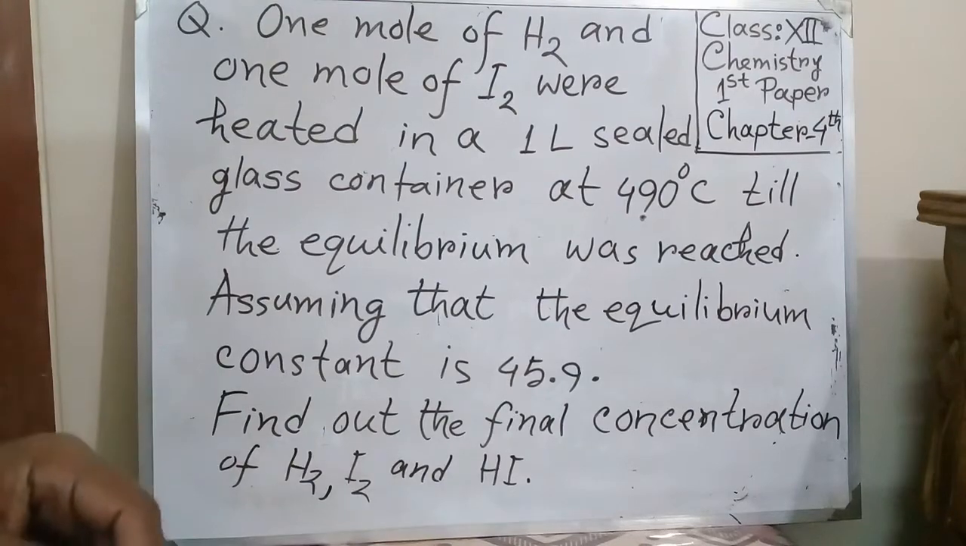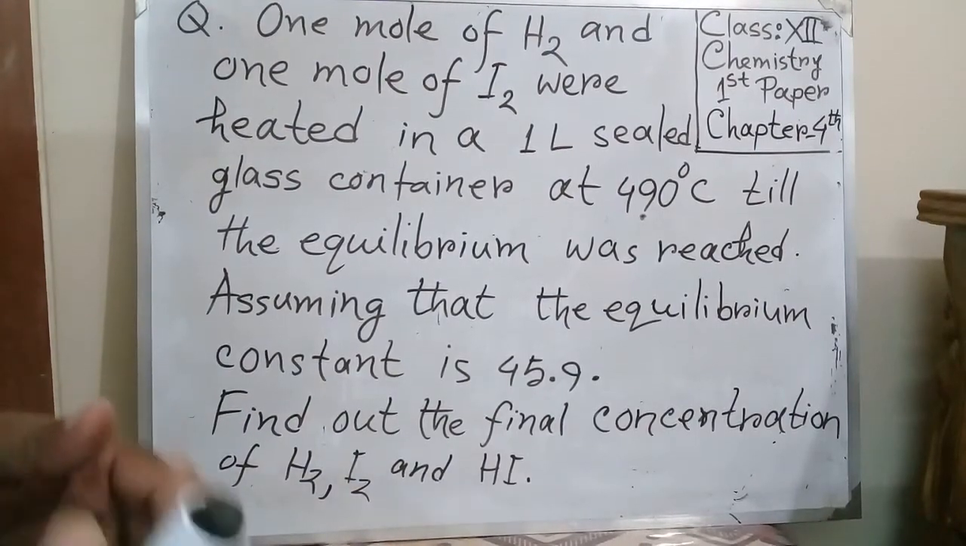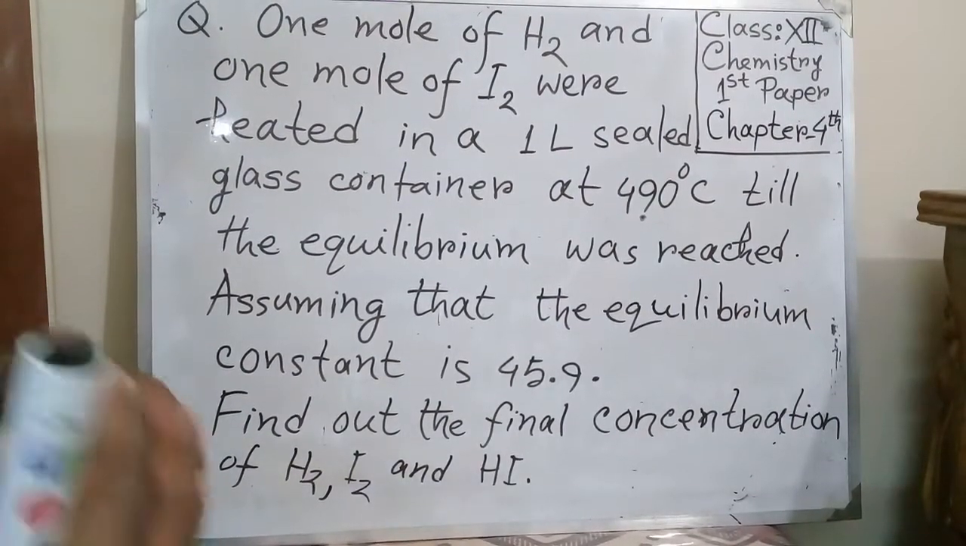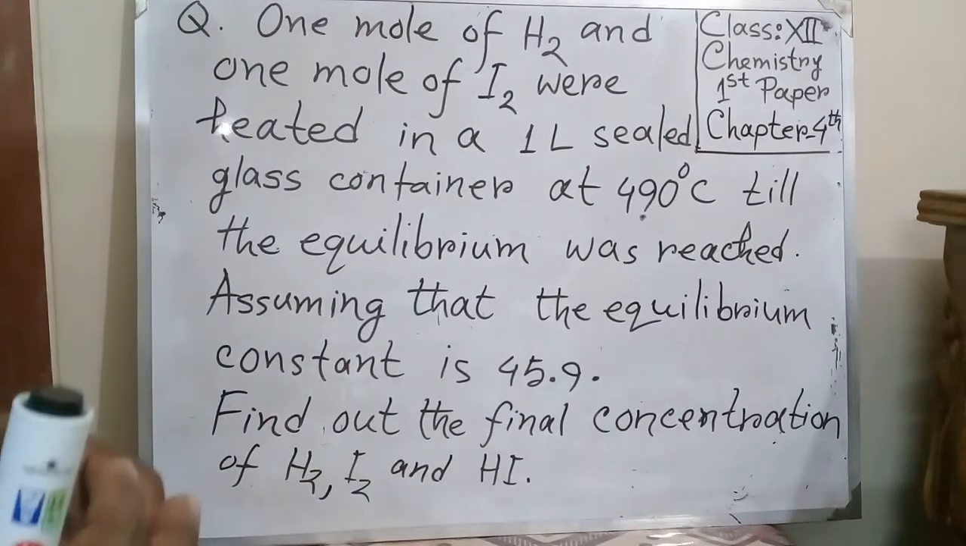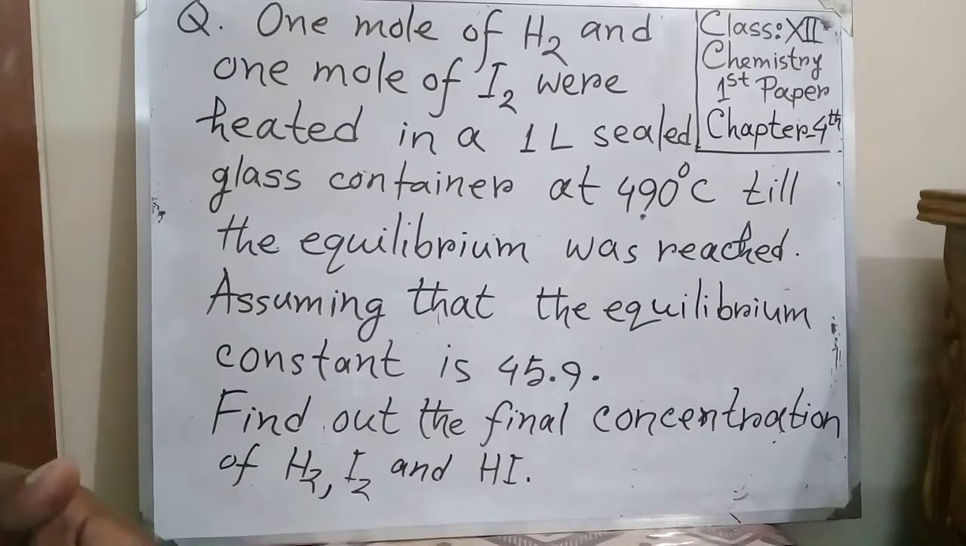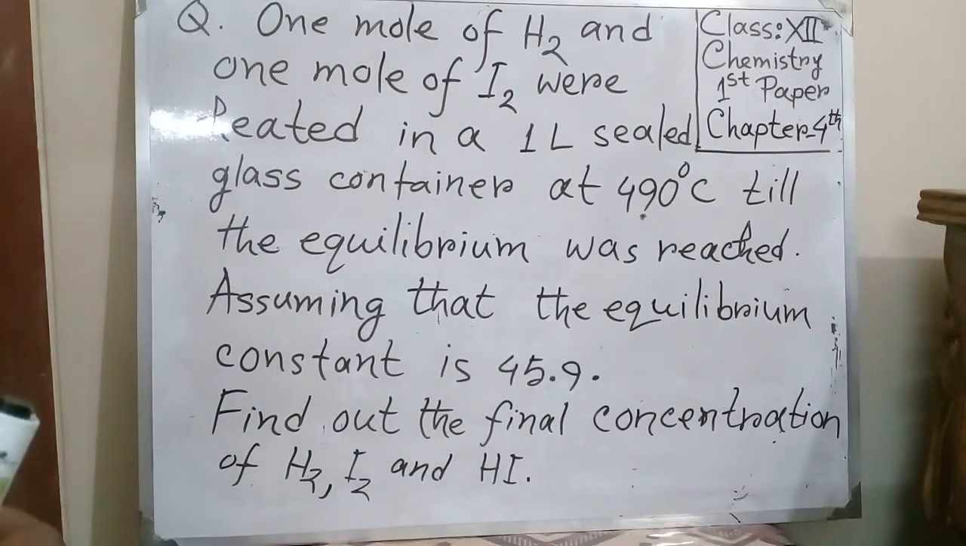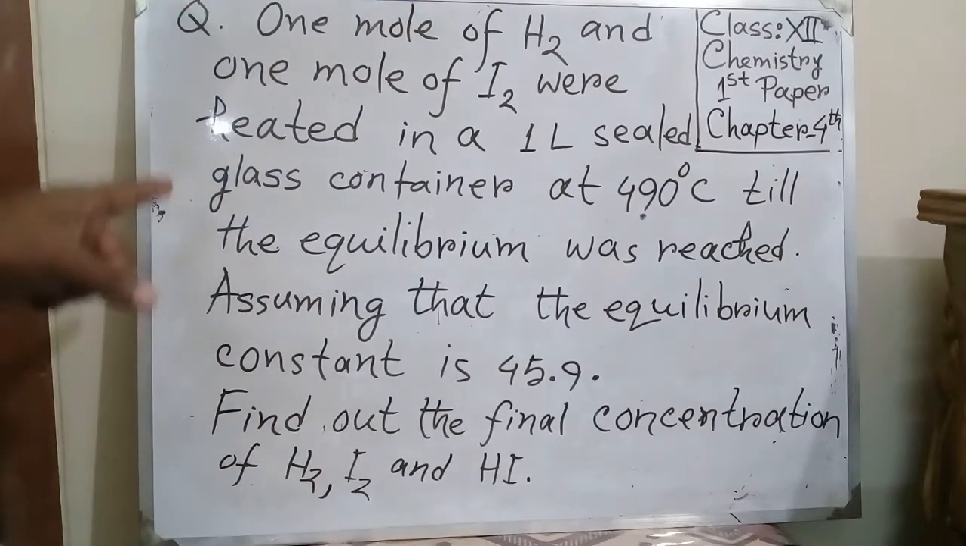1 mole of hydrogen and 1 mole of iodine were heated in a 1 liter sealed glass container at 490 degrees Celsius till the equilibrium was reached. Assume that the equilibrium constant is 45.9. Find out the final concentration of hydrogen, iodine and hydrogen iodide. So this is the question.